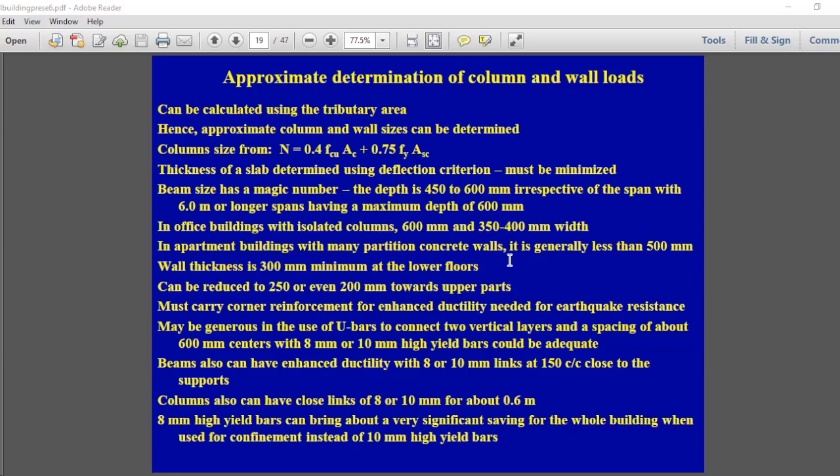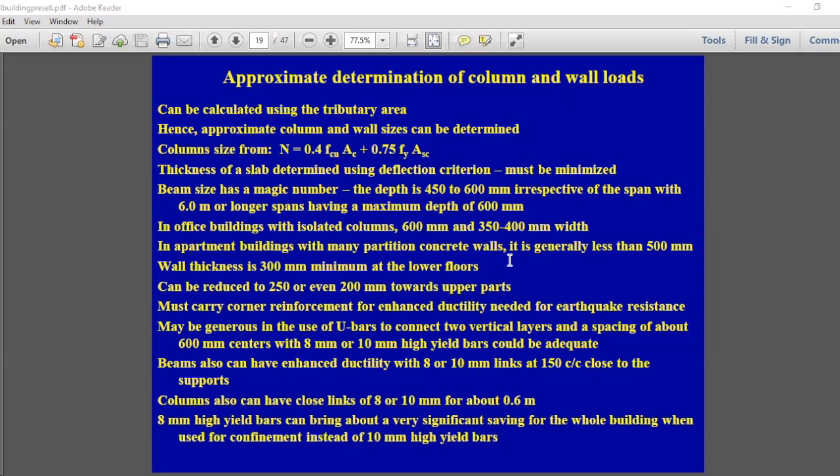For pre-stressed concrete, you can go for a value like span over 40, span over 40 or 45 for pre-stressed concrete. For reinforced concrete, you will go for a value like span over 32 to 35 to find the thickness needed for the slab. So how do you find the size of the beam in the initial stages?